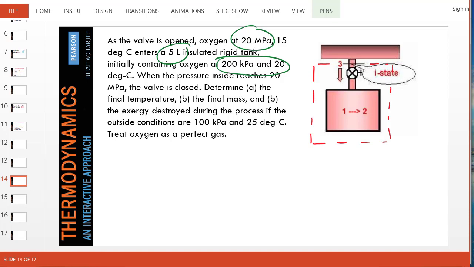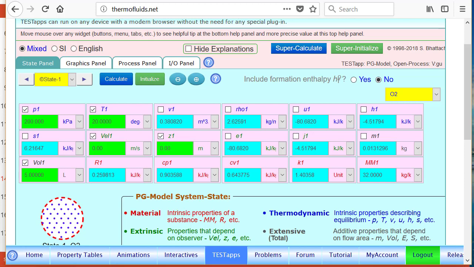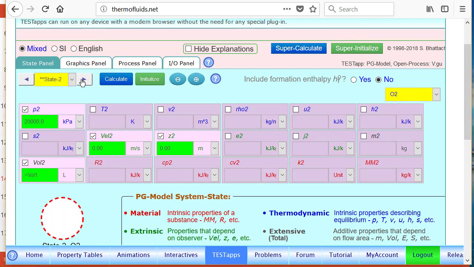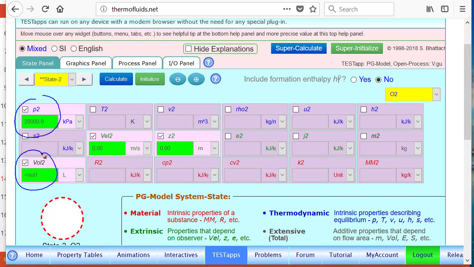I have already partially set up the problem to discuss how we can solve complicated problems using TEST. State 1 is the initial state, the beginning state of the tank. Of course, oxygen was selected here. The pressure is given: initially it contains oxygen at 200 kPa, and the temperature and volume are supplied. So state 1 is no problem. How about state 2, the final state? What is given to us is the final pressure, and of course the volume doesn't change. We don't know any further information.